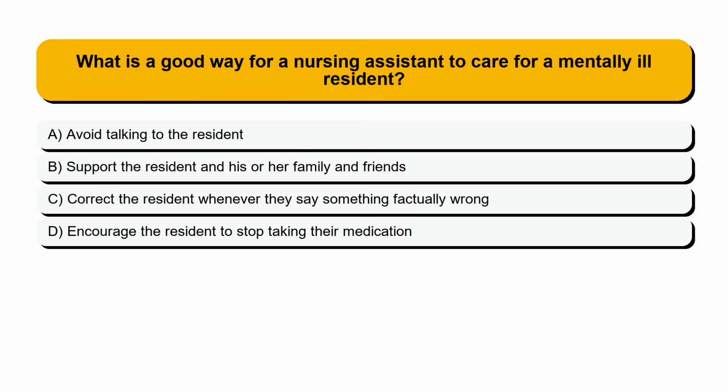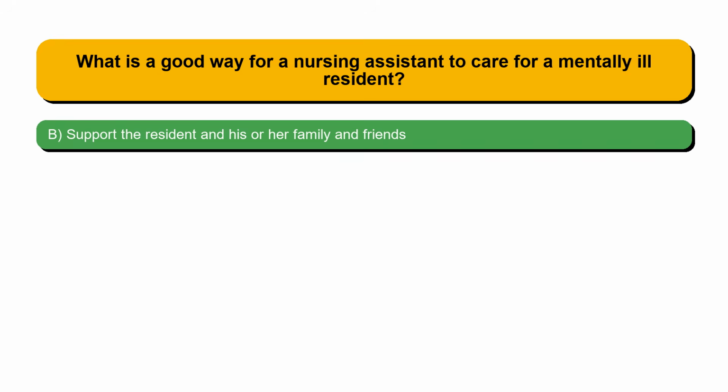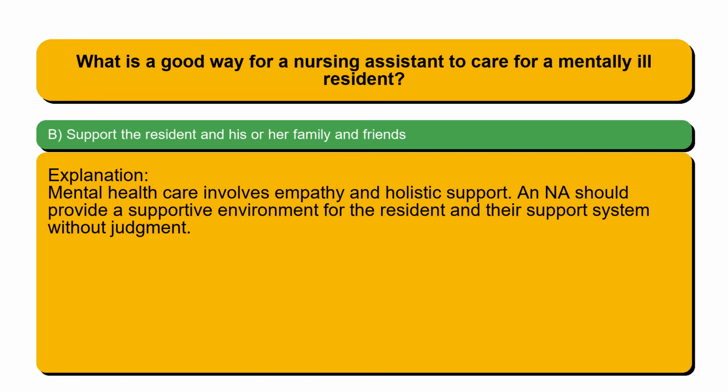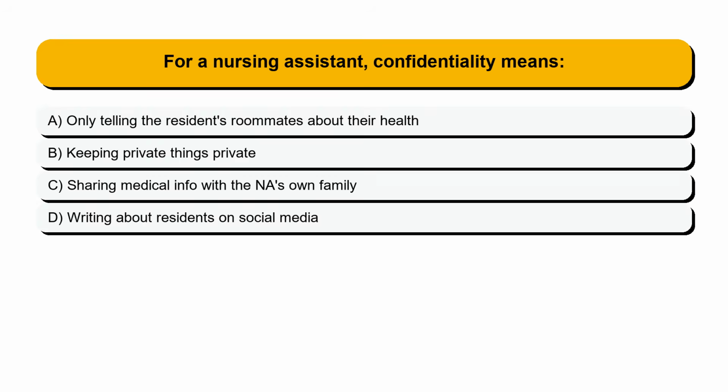Question 34. What is a good way for a nursing assistant to care for a mentally ill resident? Option A, avoid talking to the resident. Option B, support the resident and his or her family and friends. Option C, correct the resident whenever they say something factually wrong. Option D, encourage the resident to stop taking their medication. The correct answer is option B, support the resident and his or her family and friends. Mental health care involves empathy and holistic support, and NAs should provide a supportive environment for the resident and their support system without judgment.